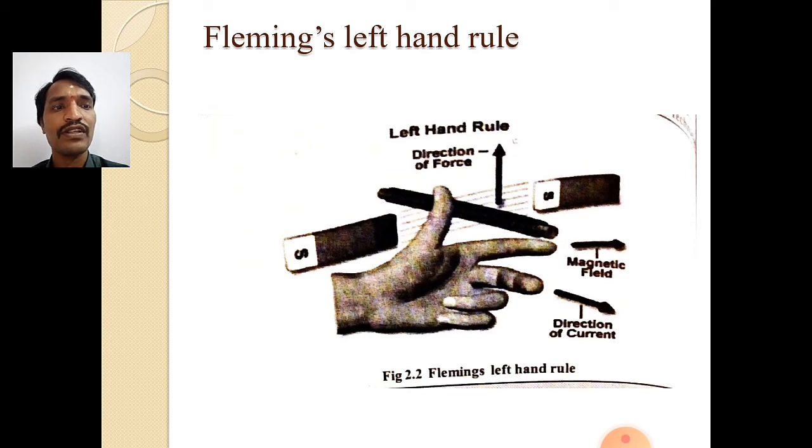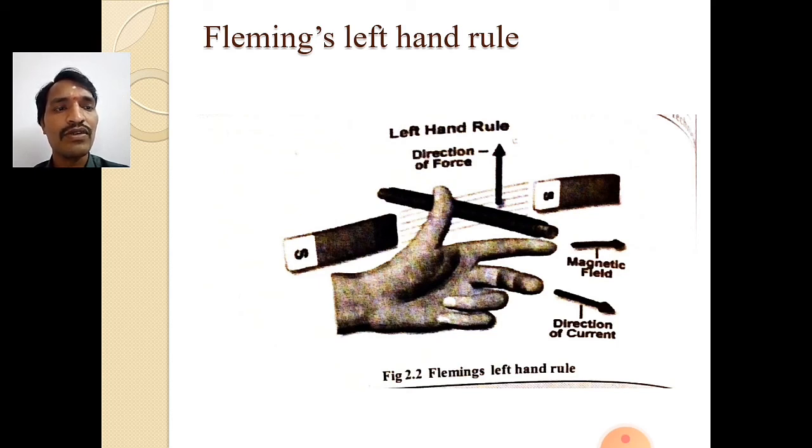The thumb denotes the direction of the force or the direction of the motion, that is, the motion is in the direction of our thumb. The forefinger represents the magnetic field, and the direction of current is represented by the middle finger. Thumb, M, for motion of the conductor.